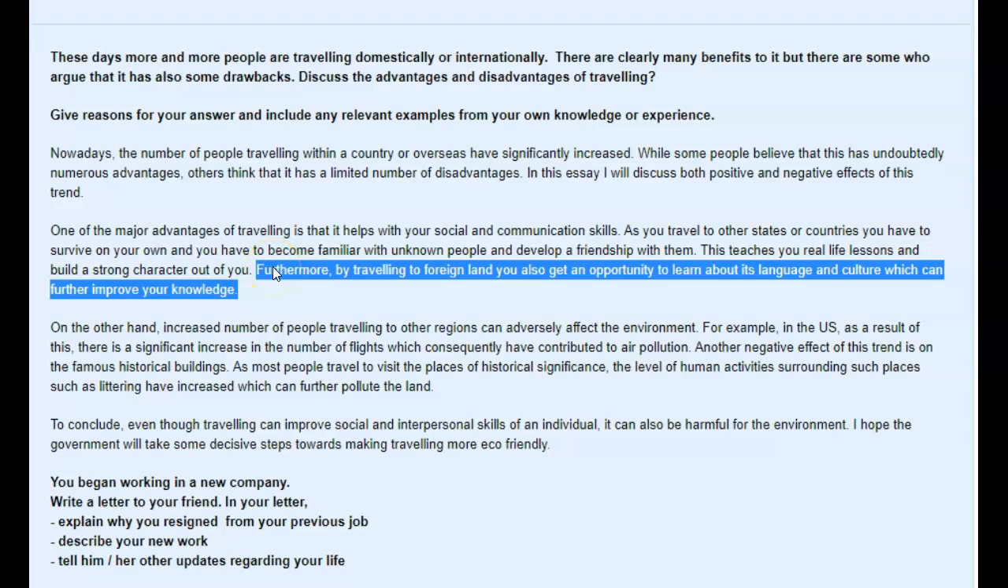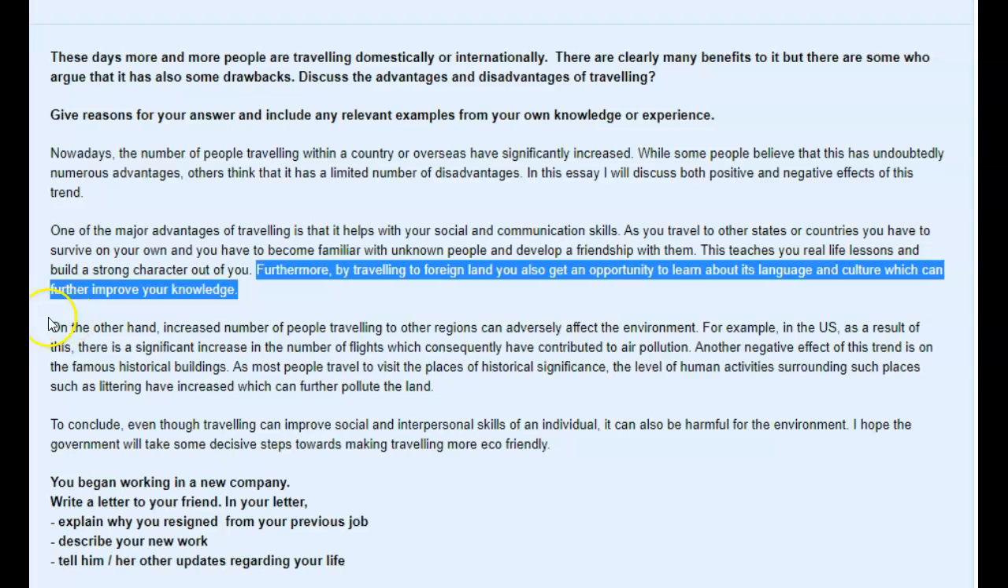This, however, you really needed to go into more detail. So you get the opportunity to learn about its language and culture, which can further improve your knowledge. Okay, great. So, how? What does that mean? Why is that important? So go into a little more detail. So I really felt like you needed a topic sentence saying that, you know, there are numerous advantages to travel. And then you could have gone into everything that you did. And then this needed a little further extension.